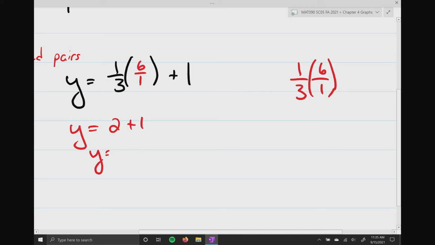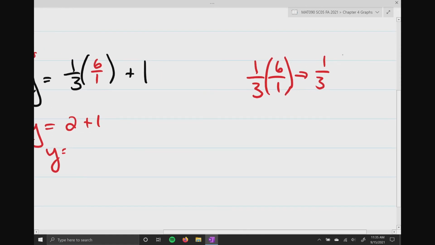1/3 times 6. I'm going to rewrite that 6 as 2 times 3. And the reason I did that is so I can take this 3 in the denominator and that 3 in the numerator, and scratch them out. Look what's left over. 1 times 2 is 2. And 2 over 1 is just 2. So that's how we got that 2. So 1/3 times 6 is 2.